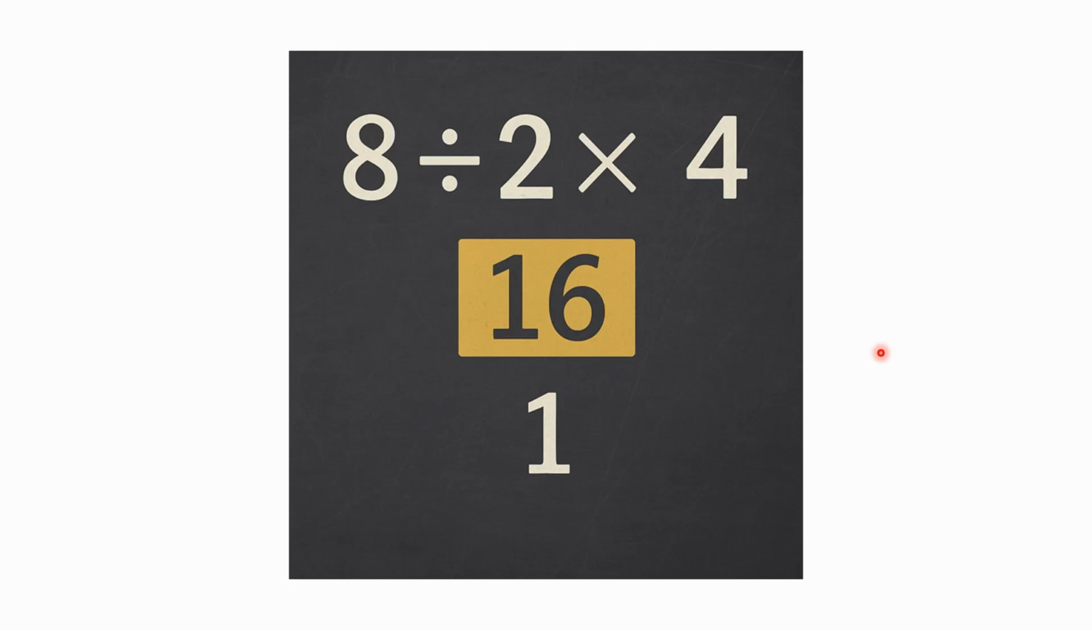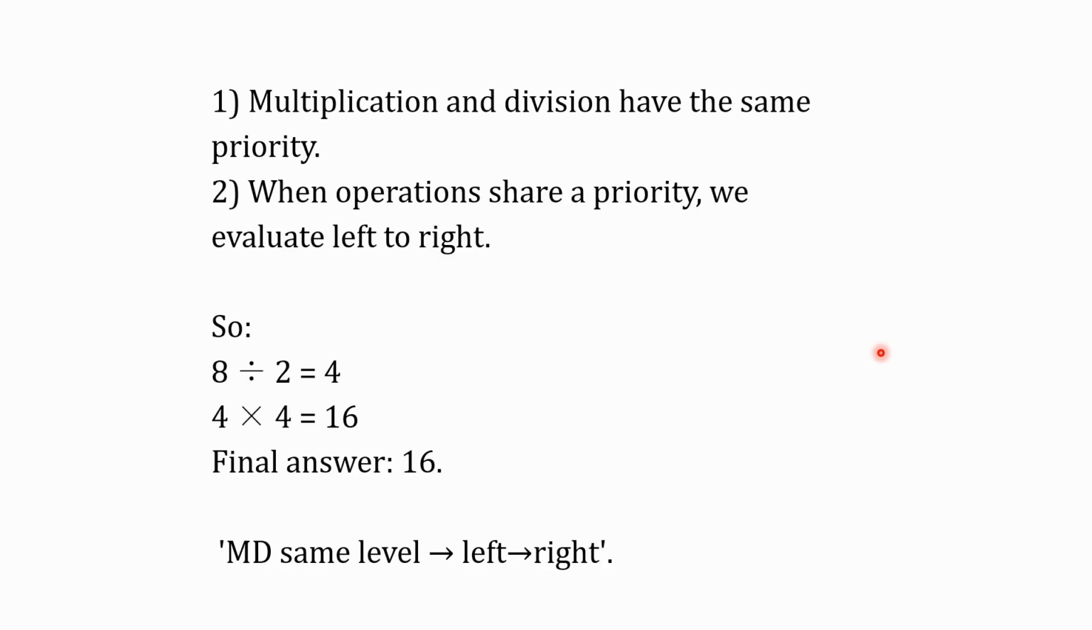Pretty simple stuff. Remember, again, multiplication and division have the same priority. When operations share a priority, we evaluate left to right. So 8 divided by 2 is 4, then 4 times 4 is 16. Final answer, 16. The M and D are at the same level.